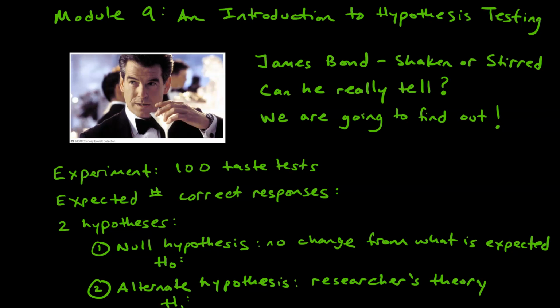And so we're going to make up this pretend experiment that never took place, but we're going to pretend that it did, and we're going to look at the results of that and use this to just frame what's going on with a hypothesis test. So here is our made-up experiment. We give Bond 100 taste tests, and each time we give him a taste test, what we're doing behind the scenes is flipping a coin to decide if we should make a martini shaken or stirred. And then we present the martini to Bond, and we keep track of the number of correct responses.